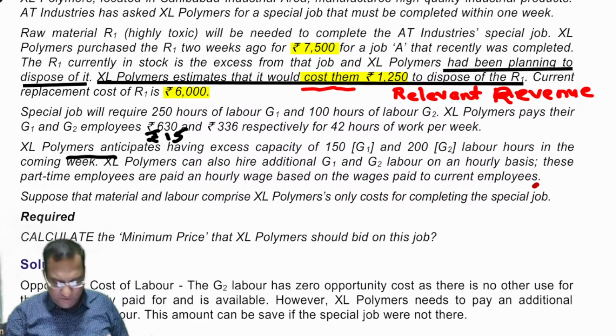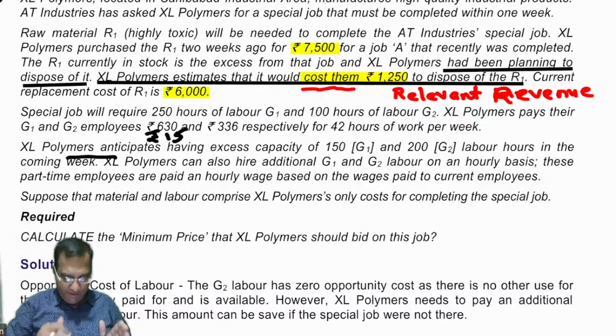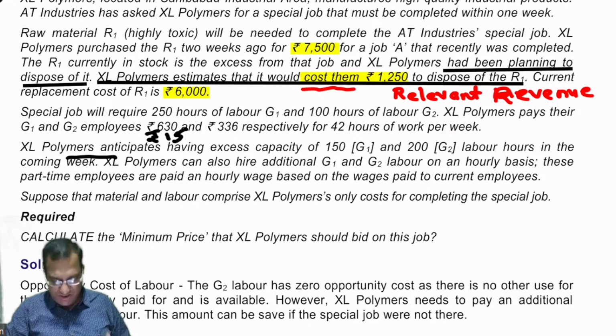So it's a very, very simple calculation, beta. I am waiting for you. I am giving you 2 to 3 minutes to solve this on your own. Tell me the relevant cost of labor G1 and the relevant cost of labor G2. And mind it, beta, both conditions should be fulfilled. The cost must be a future cost and the labor cost in totality must change according to my decision in hand, that is due to this special order.